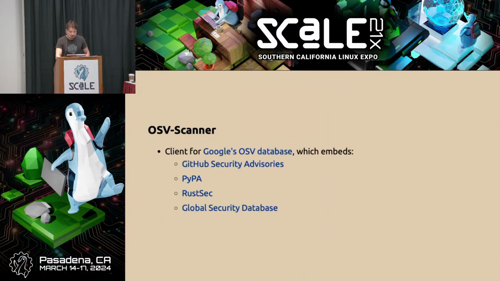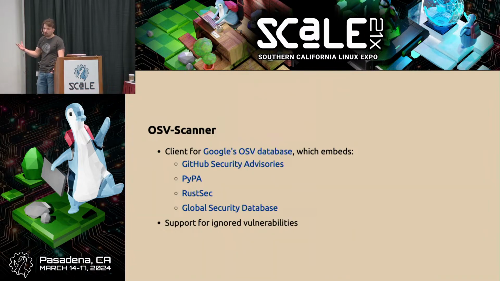OSV Scanner, basically there is a database published by Google, the OSV database, which embeds multiple sources, which are GitHub Security Advisories, PyPI, RustSec, and Global Security Database. And there is also support for ignoring vulnerabilities. So if you can prove that a vulnerability doesn't apply in your code base, you can specify the vulnerability as a false positive.